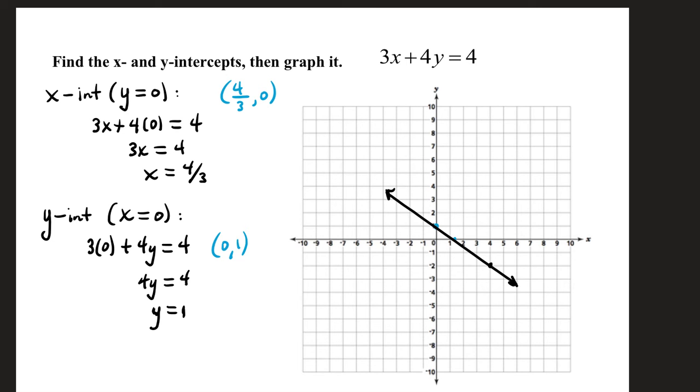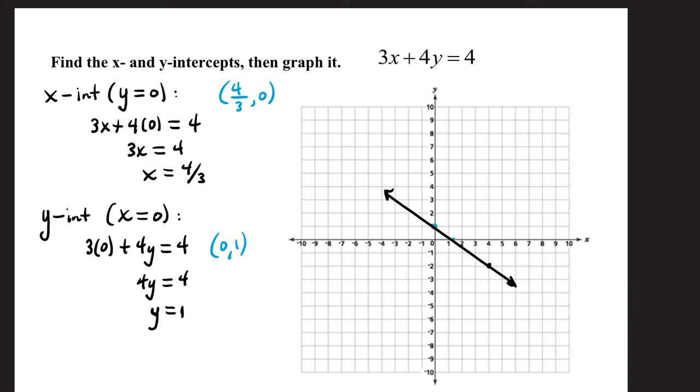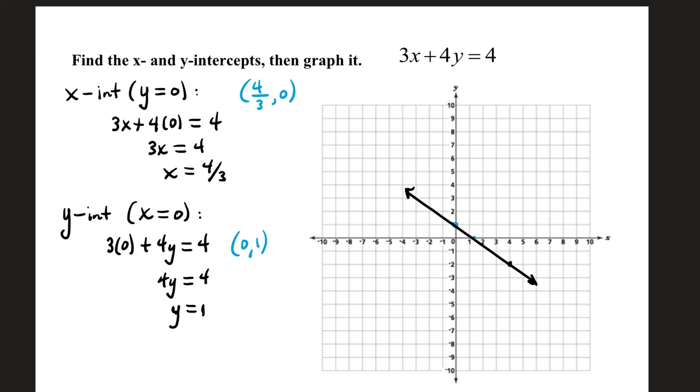This equation is one from the previous video where we had to isolate y to get it in the slope-intercept form. In this one, we're just going to compute the intercepts, graph those, and then plot those and connect them with a line, and then we'll have our graph. Okay, let's get to it.